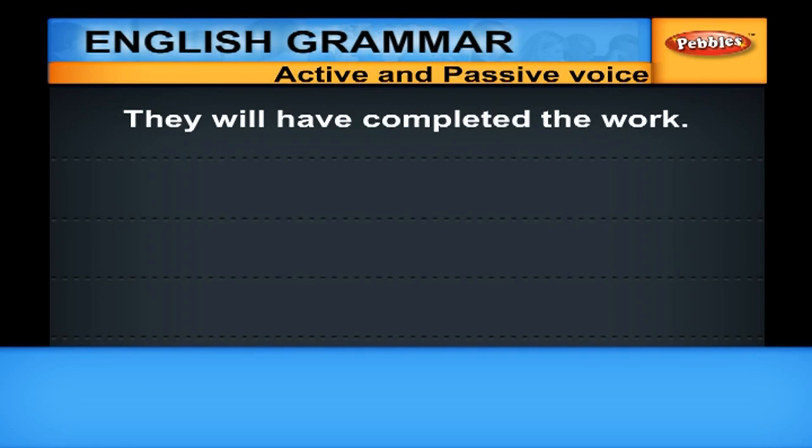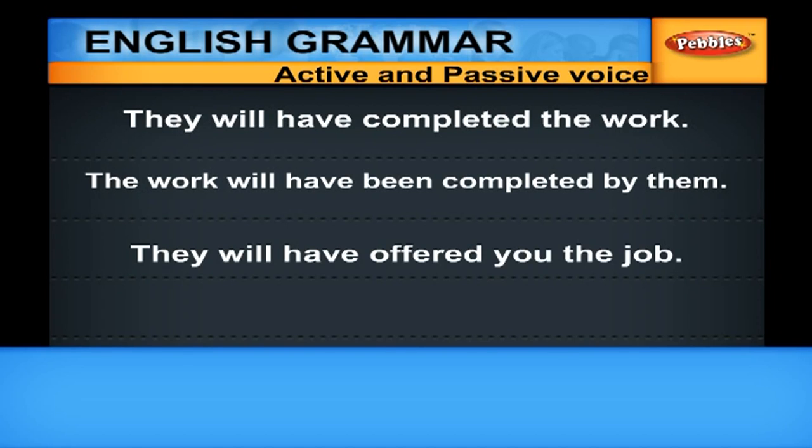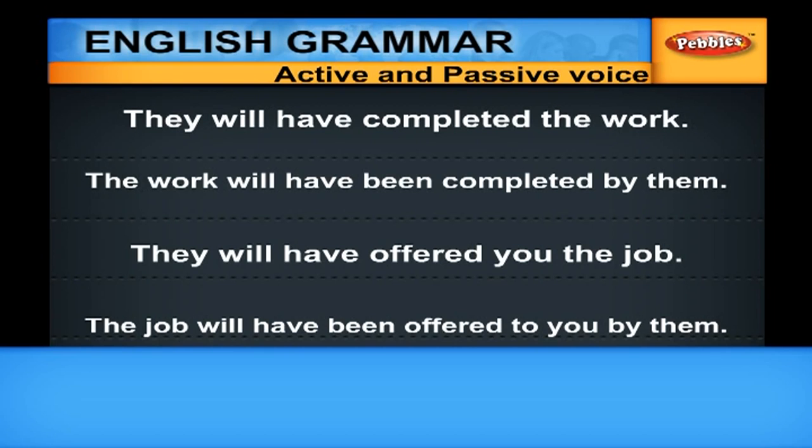They will have completed the work. It is in future perfect tense. Do you remember? In case of future perfect tense, you need to insert been between the auxiliaries and the main verb. The work will have been completed by them. Another example, which is in future perfect tense. They will have offered you the job. The job will have been offered to you by them.